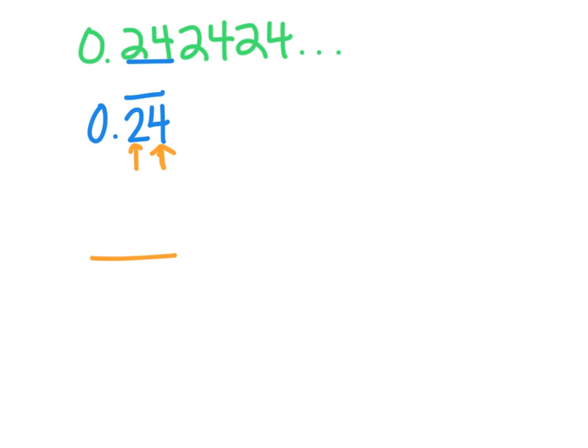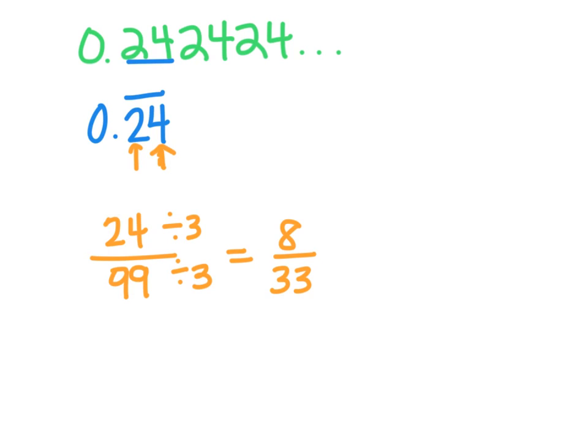So what I'm going to do is take that 24, that's what's repeating, and put it over a number that is one less than what place I'm in. So I'm in the hundredths place right now, so one less than that is 99. And that's going to be the fraction for 0.24 repeating. Now, you should try to simplify this if you can. I know that 3 goes into both of these, so I'm just going to simplify it. 24 divided by 3 is 8, and 99 divided by 3 is 33. All right, so 0.24 repeating, the fraction for that is 8 over 33. Or you could say 24 over 99.